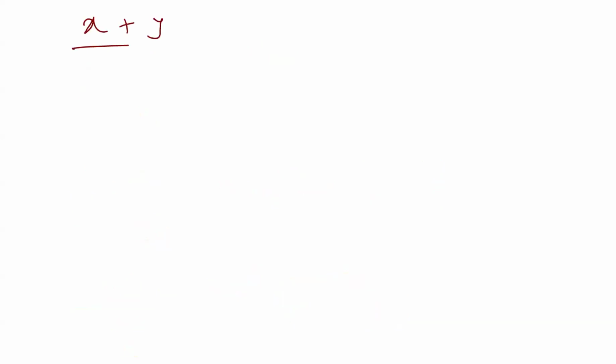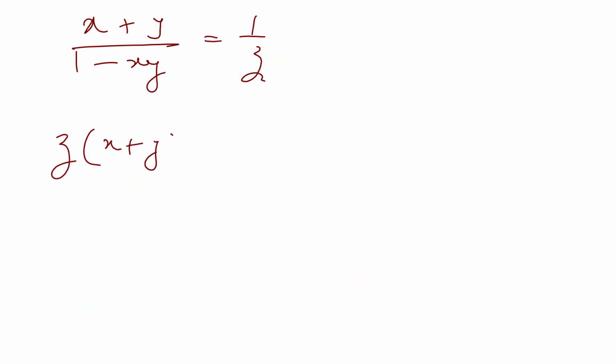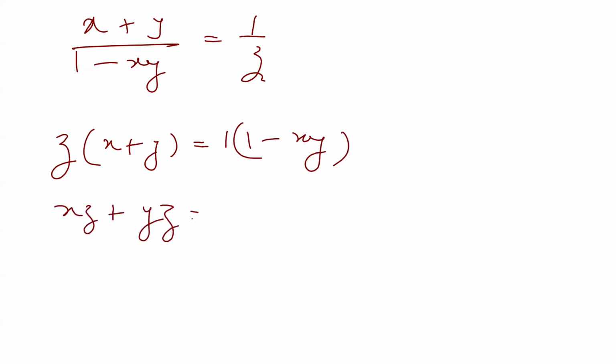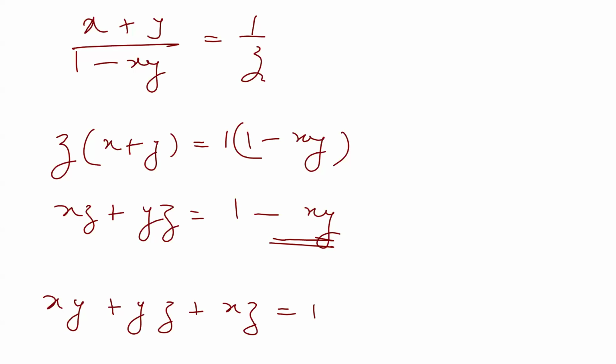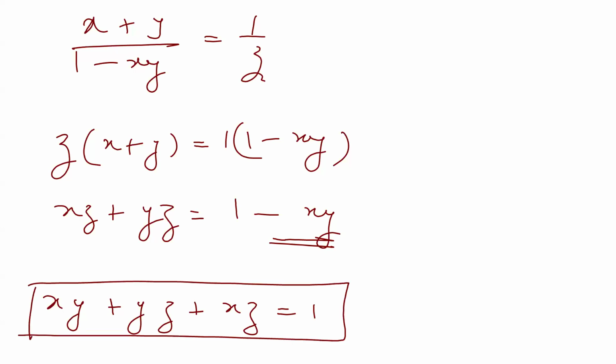So, x plus y upon 1 minus xy is 1 upon z. So, z into x plus y is equal to 1 into 1 minus xy. So, xz plus yz equals 1 minus xy. Shift this xy term on the left hand side. xy plus yz plus xz equal to 1. This is how it is proved.